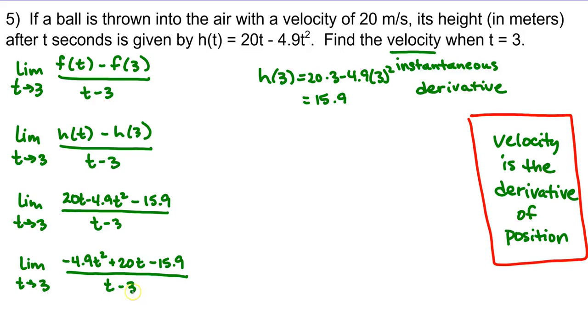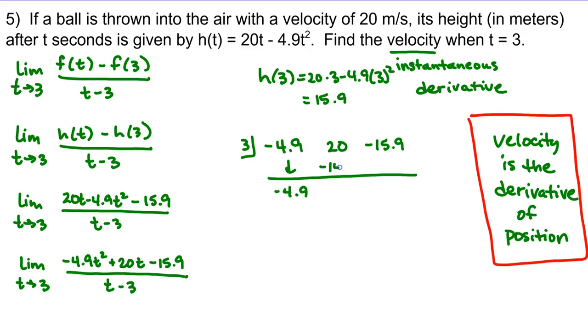If you're dividing by t minus 3, you put a positive 3 in the box. And the coefficients of what you're dividing into go in a row. Negative 4.9, 20, negative 15.9. Bring down the first number and multiply it by the number in the box. So it's going to be negative 4.9 times 3, and that's negative 14.7, and it goes in the next spot. And then we add the column. So we add these two numbers and we get 5.3. Now we take 5.3 and we multiply it by the number in the box, and that gives us 15.9, and we write it in the next spot. And then we add the column and we get 0. 0 is the remainder.